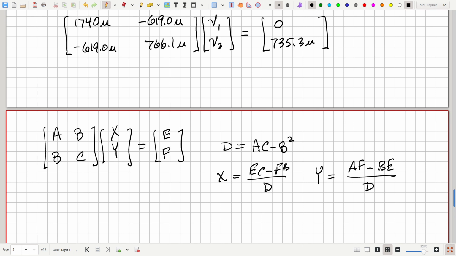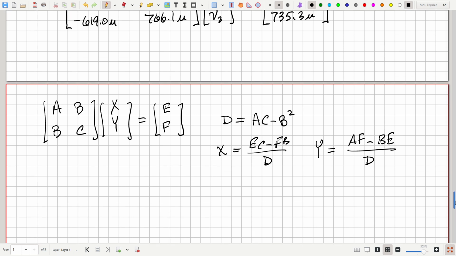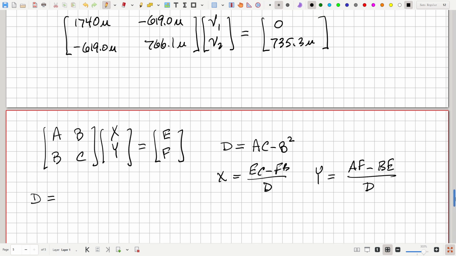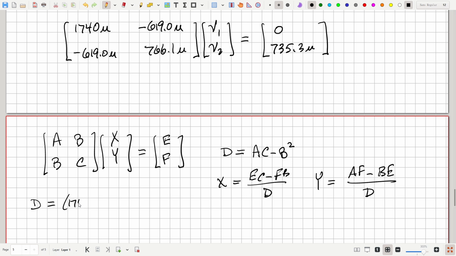So if we did this for our current case, we would calculate that D would be AC minus B squared, so that would be 1740 micro times 766.1 micro minus the square of minus 619 micro, and of course when you square it, the minus sign goes away. And that value is, to four figures, 0.9499 micro.